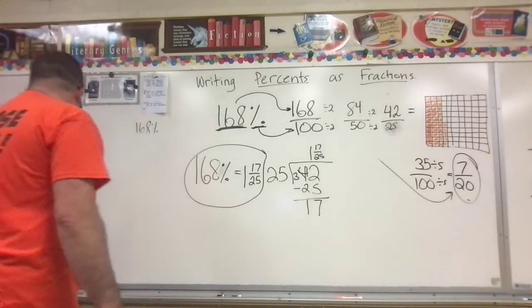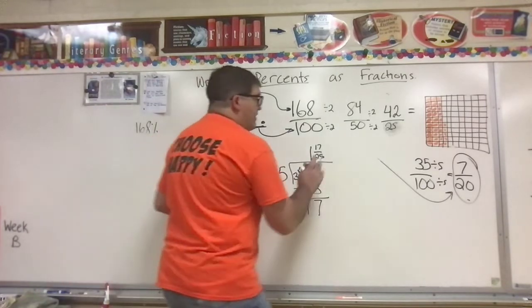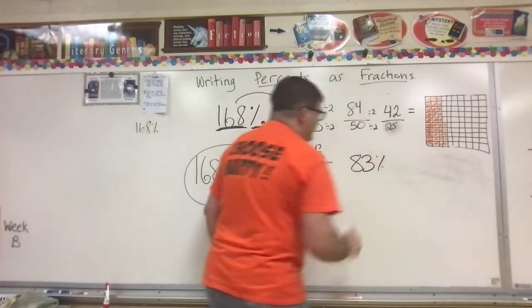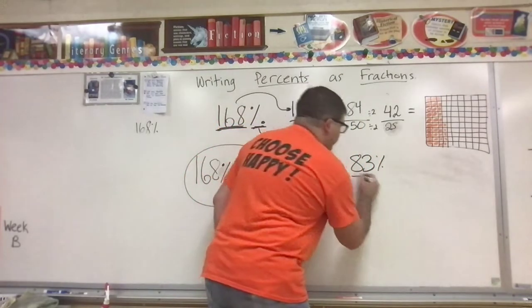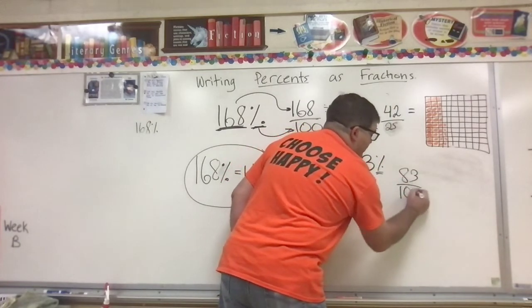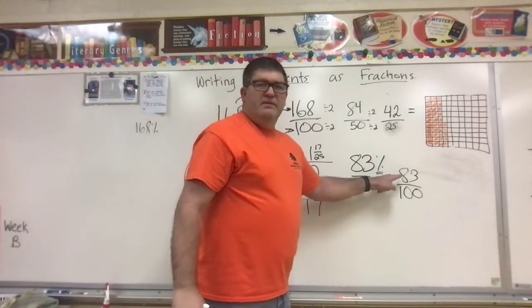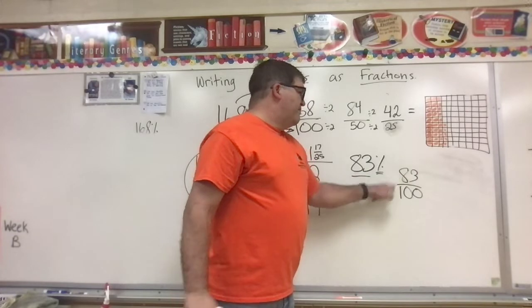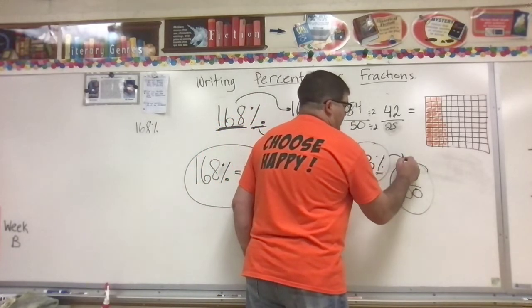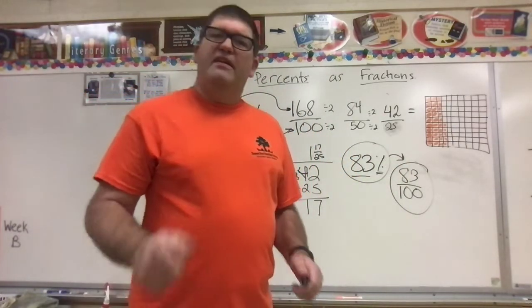All right, let's do one more, like 83%. Now 83%, I take my part, which is 83, and I put it over 100. 83 over 100. 83 is prime, so nothing will go into that, and 83 doesn't go into 100, so 83% to a fraction is 83 over 100.